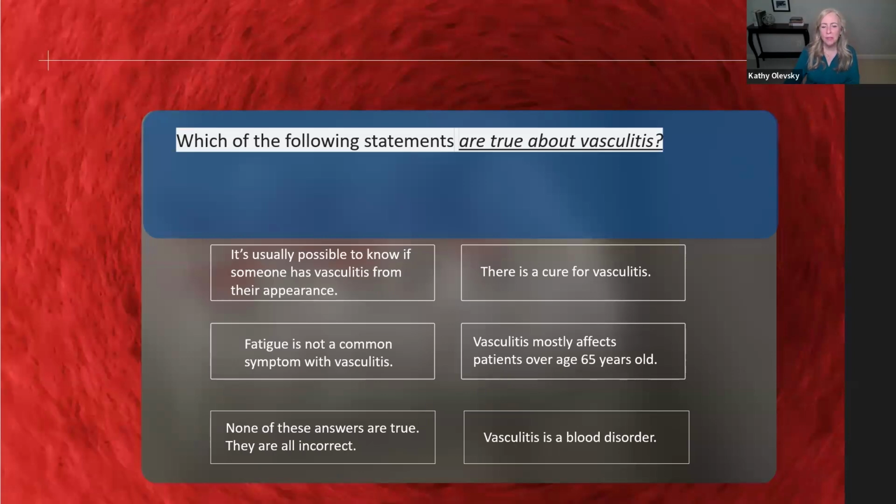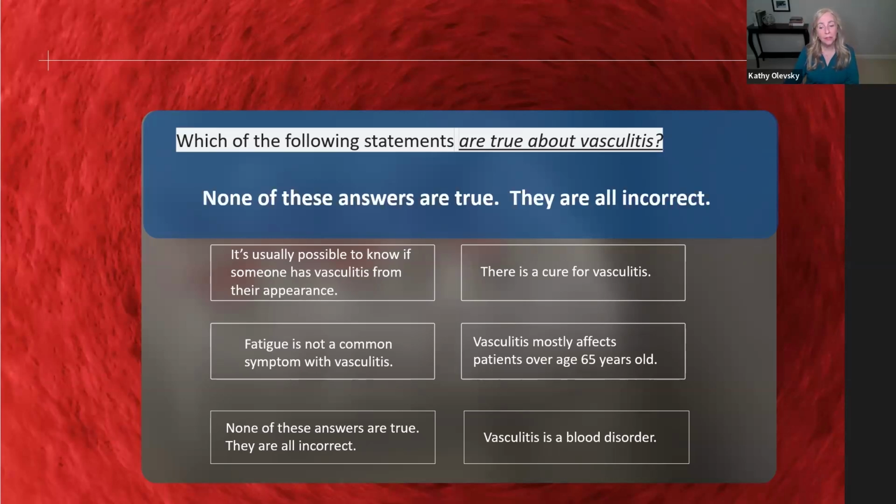Which of the following statements are true about vasculitis? So we're looking for things that are true here. It's usually possible to know if someone has vasculitis from their appearance. There is a cure for vasculitis. Fatigue is not a common symptom with vasculitis. Vasculitis mostly affects patients over the age of 65. Or vasculitis is a blood disorder. So now we see what the answer is. None of these answers are true.